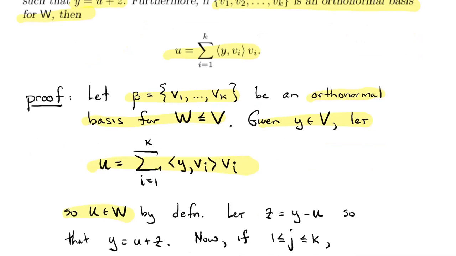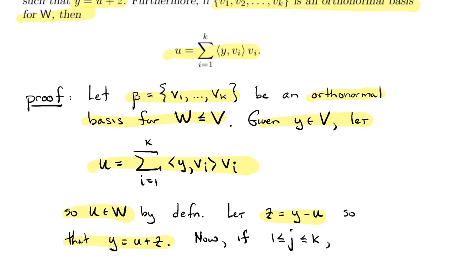Okay, and why would u be in W? All the v_i are in W and W is a subspace, so it's closed under scalar multiplication and sum, so u is an element of W by definition. And then I'm just going to define z to be y minus u so that y is equal to u plus z. So the existence portion of the theorem is complete if I can convince you that z belongs to W perp. So I need to show you that z is orthogonal to everything in W.